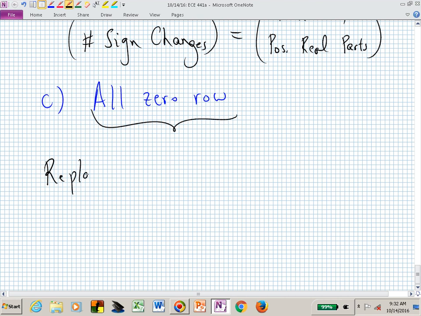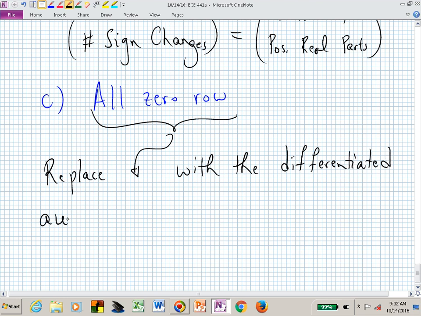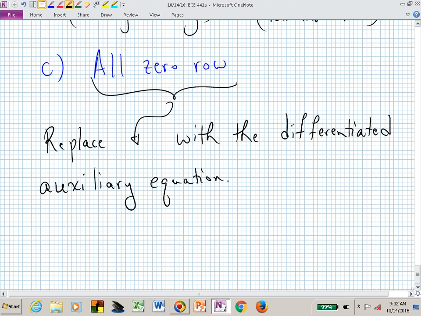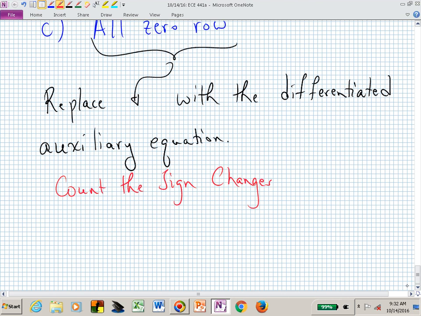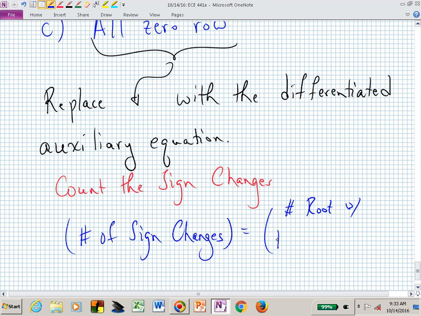So I now want to say if we end up with an all zero row, we replace that all zero row with the differentiated auxiliary equation. And again, we count the sign changes. After we've done that replacement with the differentiated auxiliary equation, and consistent with the previous, the number of sign changes will be the same as the number of roots with positive real part.